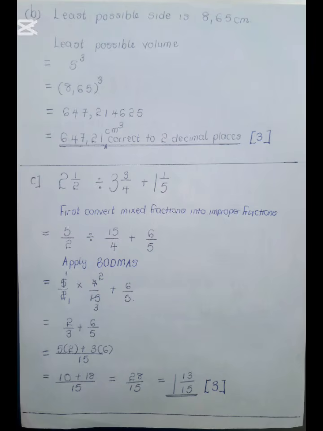And then 15 into 28, we get 1, remainder 13 over 15. So our answer is going to be 1 and 13 over 15. So that was all about number 1, that was in June 2025. We can now proceed to number 2.